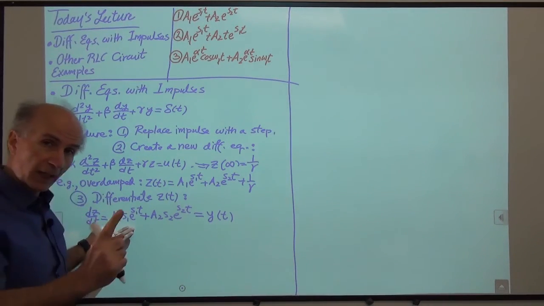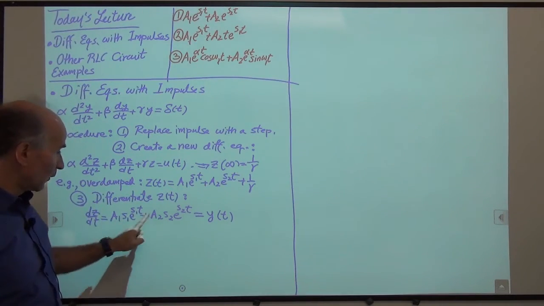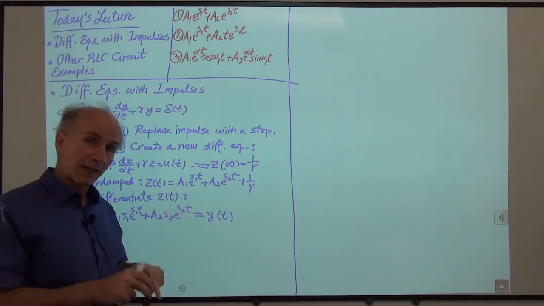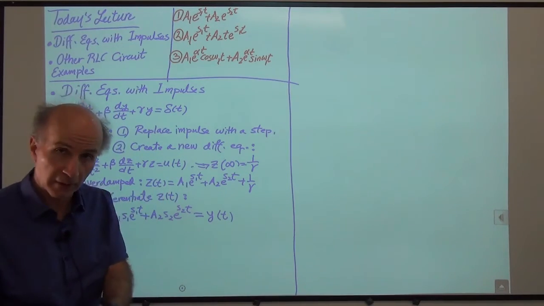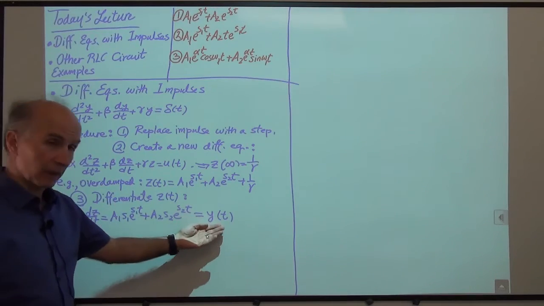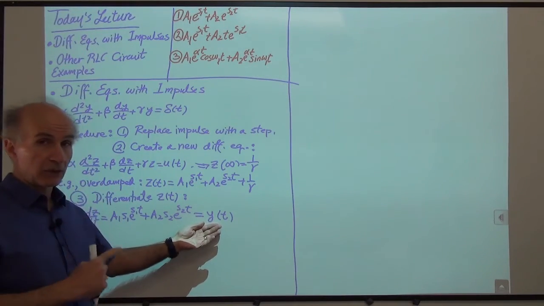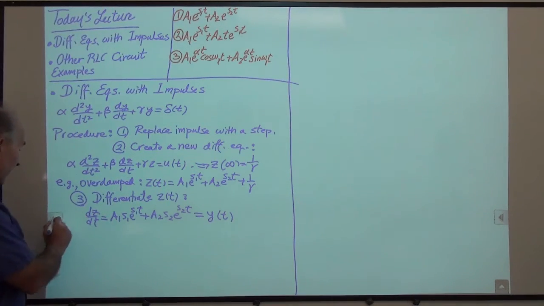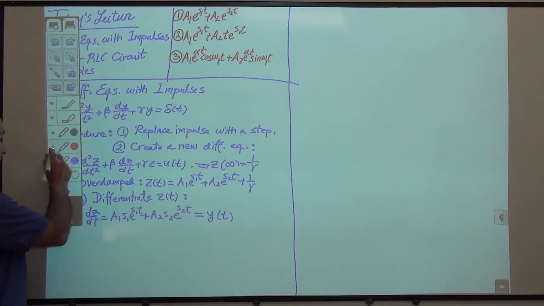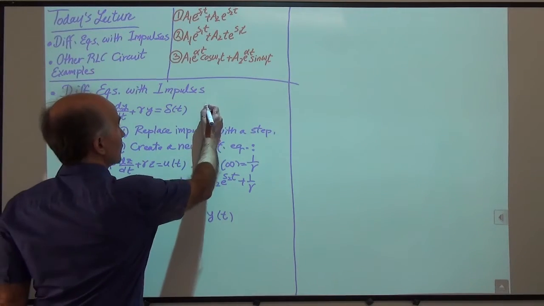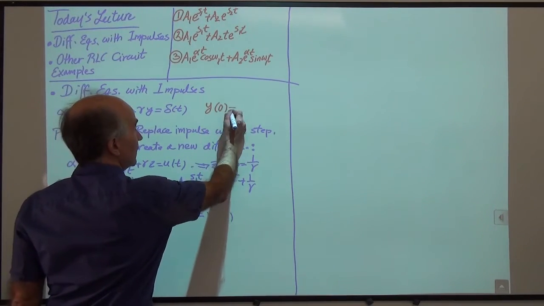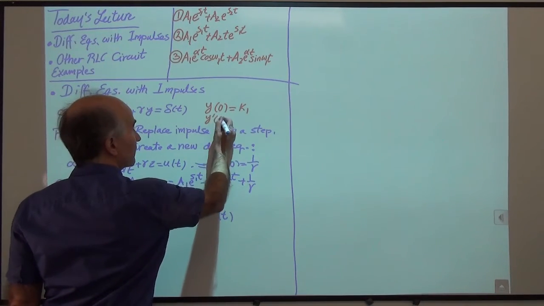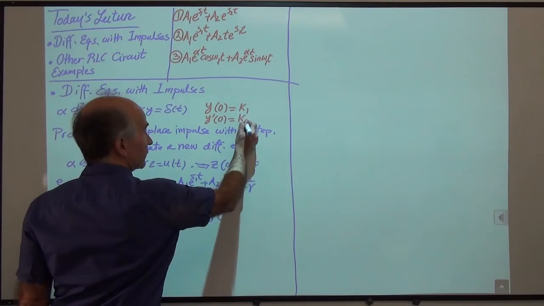Okay, so one last point. How do I find a1 and a2? Okay, so here's the key point. A1 and A2 should be found after we differentiate and after we find y, because we already have initial conditions for this equation, right? So this equation came with some initial conditions. So let's say it came with something like this. So y of 0 is some amount, so let's call that k1. And y prime of 0 is some amount, so we'll call that k2.